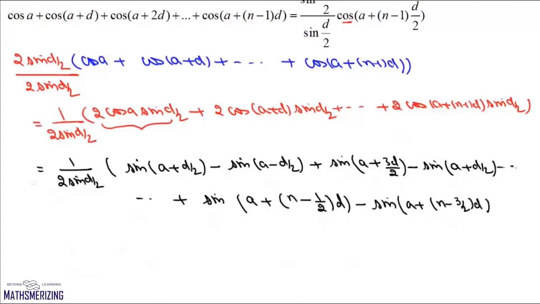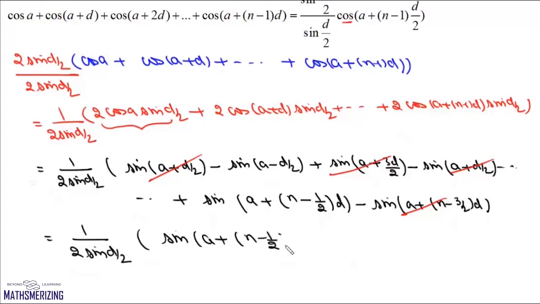Now this again is method of difference. Now here sine A plus d by 2 will cancel. So all these successive terms, they'll cancel. In the end, we'll get 1 upon 2 sine d by 2 into sine a plus n minus 1 by 2d minus sine a minus d by 2.